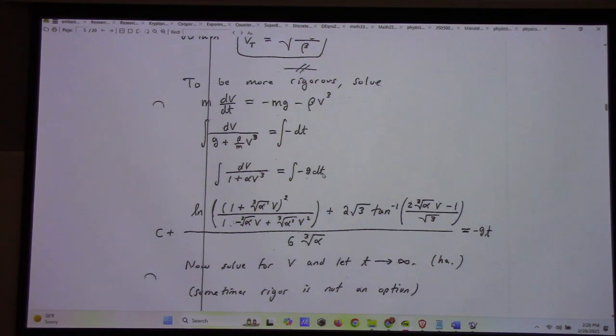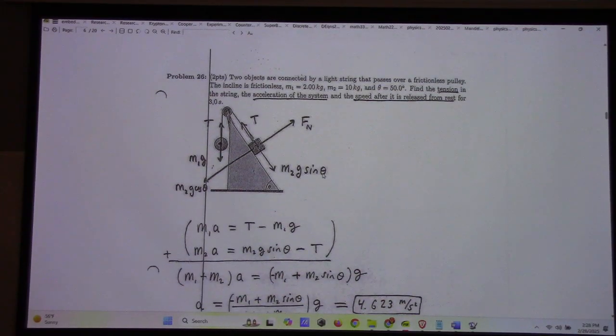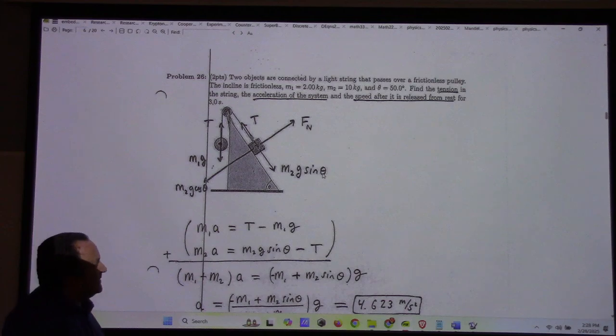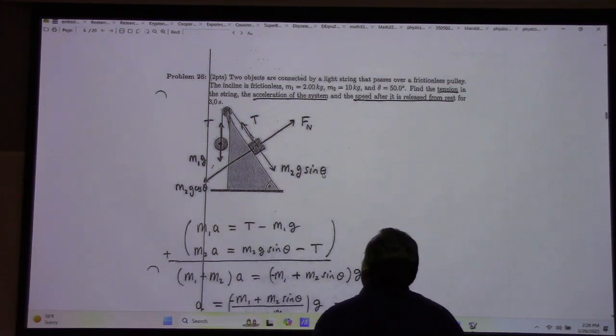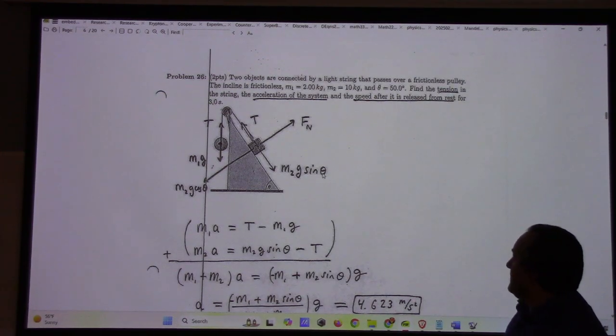As I said, sometimes rigor is not an option. This one here, we have two objects connected by a light string that passes over a frictionless pulley. The incline's frictionless, masses 2 kilograms and 10 kilograms, 50 degrees. Find the tension in the string and the acceleration of the system.